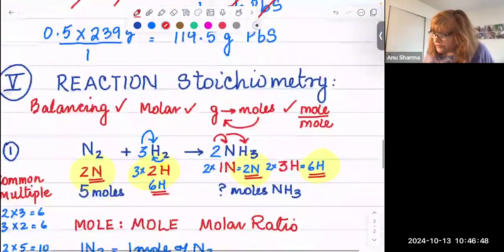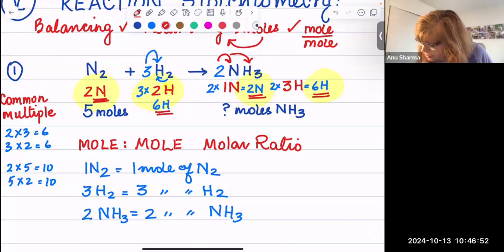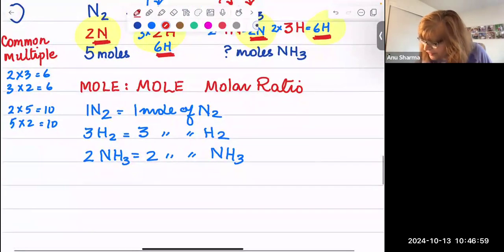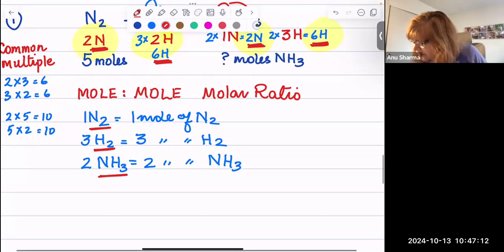So don't get confused when it says nitrogen, a single atom is different. This is N2, this is H2, and this is NH3. These are full-fledged molecules. So there is a difference between N and N2.